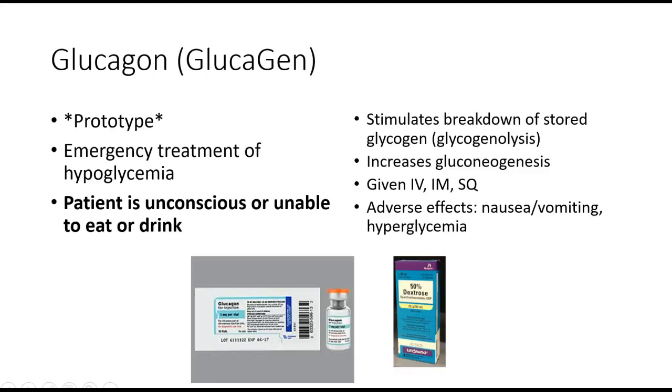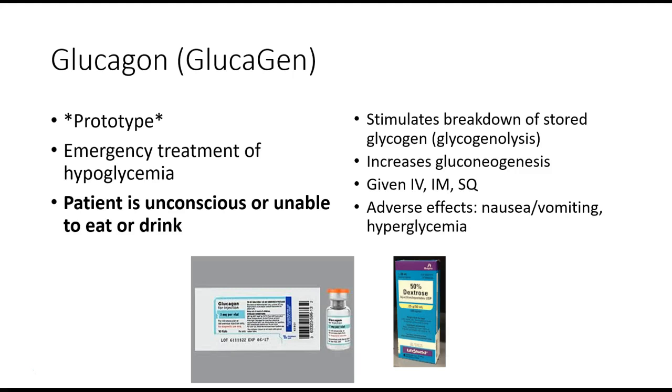Okay, now let's talk about glucagon. Now remember that glucagon is used for the emergency treatment of hypoglycemia. So like I just said, hypoglycemia can be considered anything less than about 60 milligrams per deciliter. Also, you're looking for the patient being in a state where they cannot eat or drink anything, or they might be unconscious, or NPO status. So those are your indicators for glucagon if they cannot have anything by mouth.